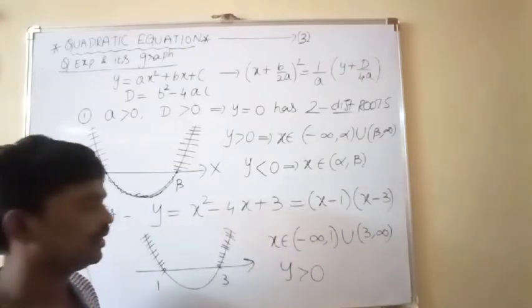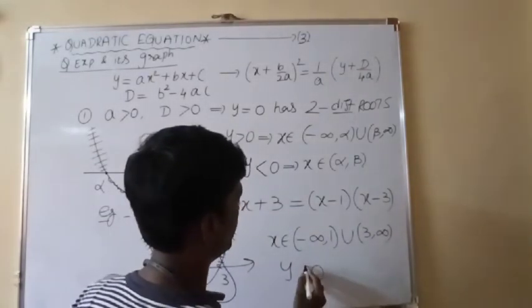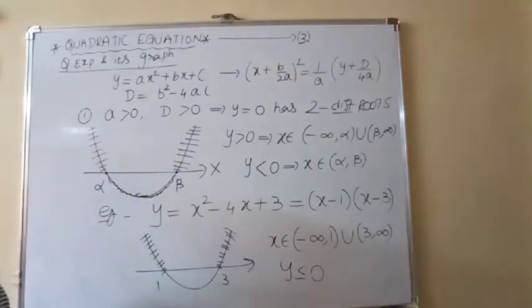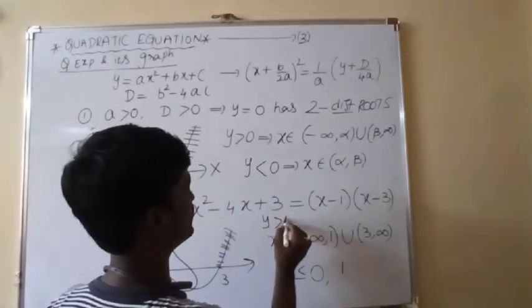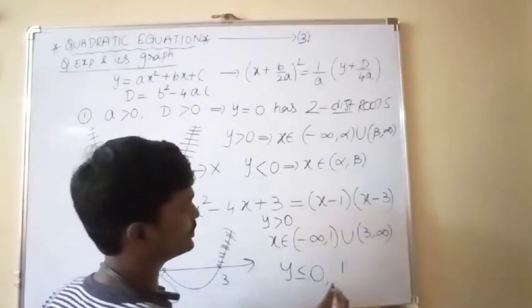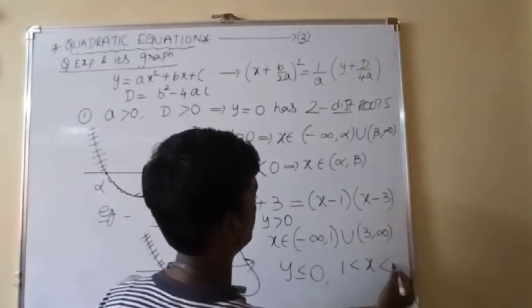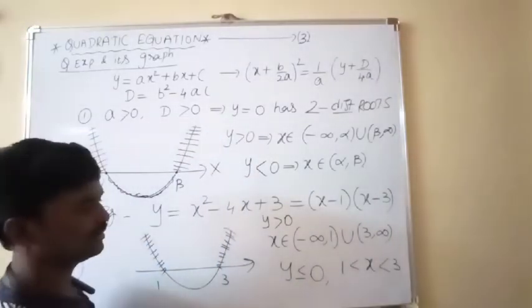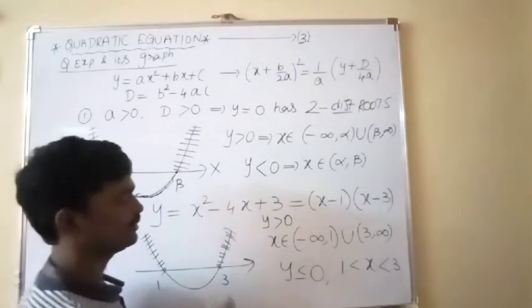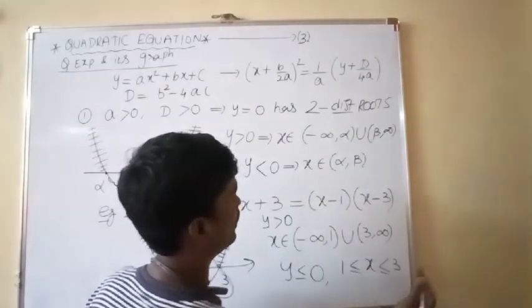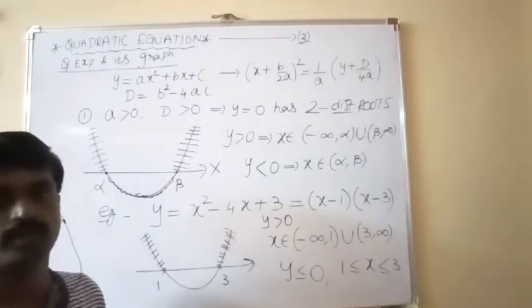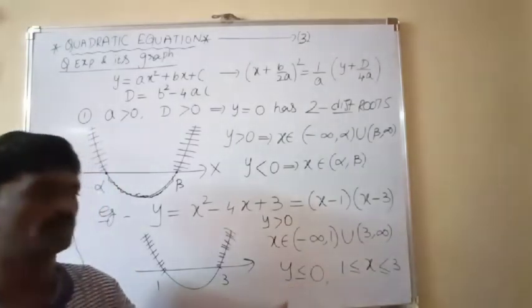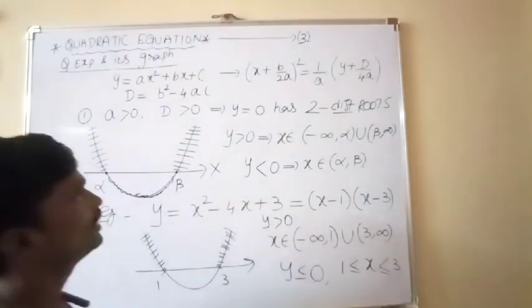And for what values of x is y less than or equal to 0? Here y is positive for those values of x. Y is less than or equal to 0 for x between 1 and 3, where the y value is negative, but at 1 and 3, the y value is equal to 0. So x takes both 1 and 3 also. So x belongs to the closed interval 1 comma 3. So for these values of x, y is less than or equal to 0. So this is the first case.